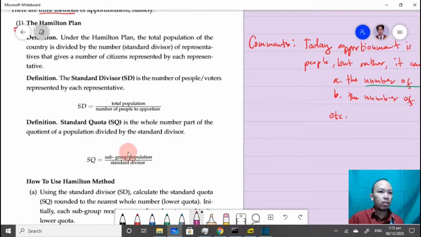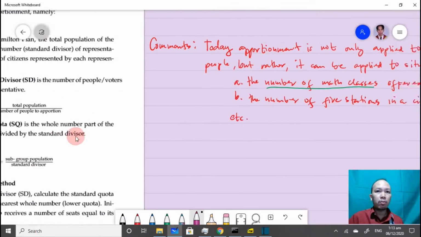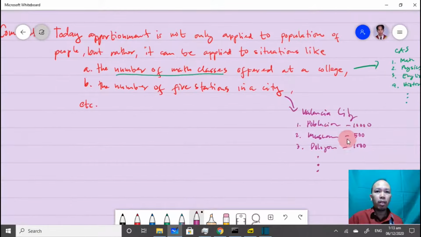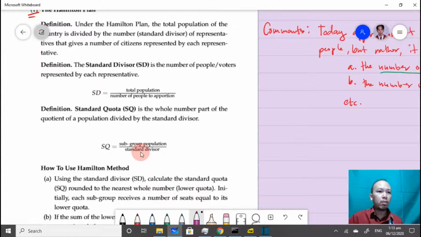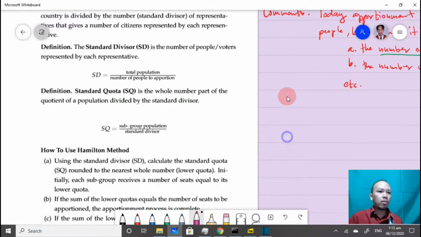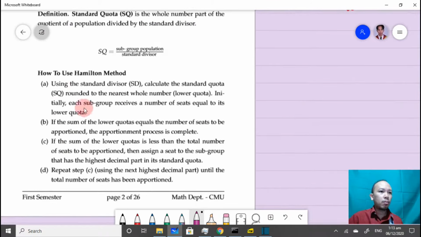So the total population is, for example, you add everything, so that's the total population. The subgroup population is, for example, 1000, for Muswan we have 500. And then the standard divisor. So for example, the population of 10,000 is divided by the standard divisor that you are going to get here. Anyway, this is the method that you are going to use.